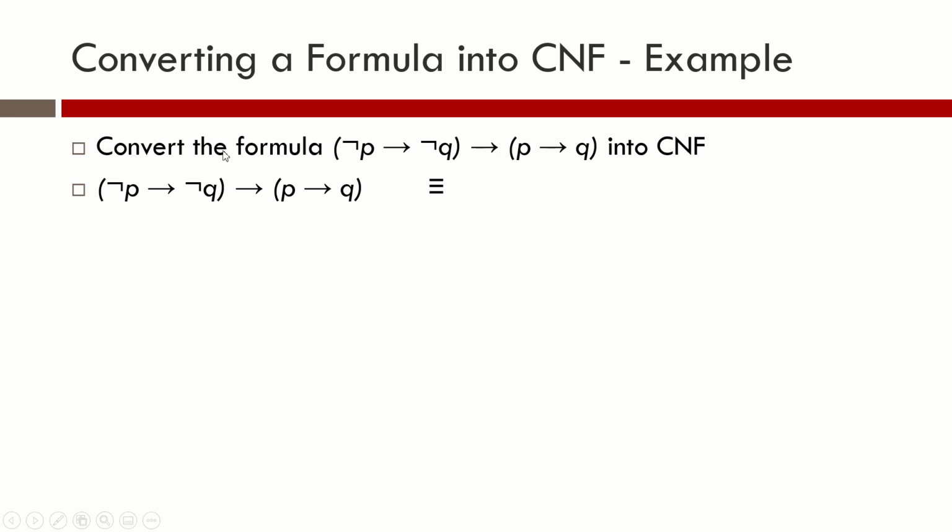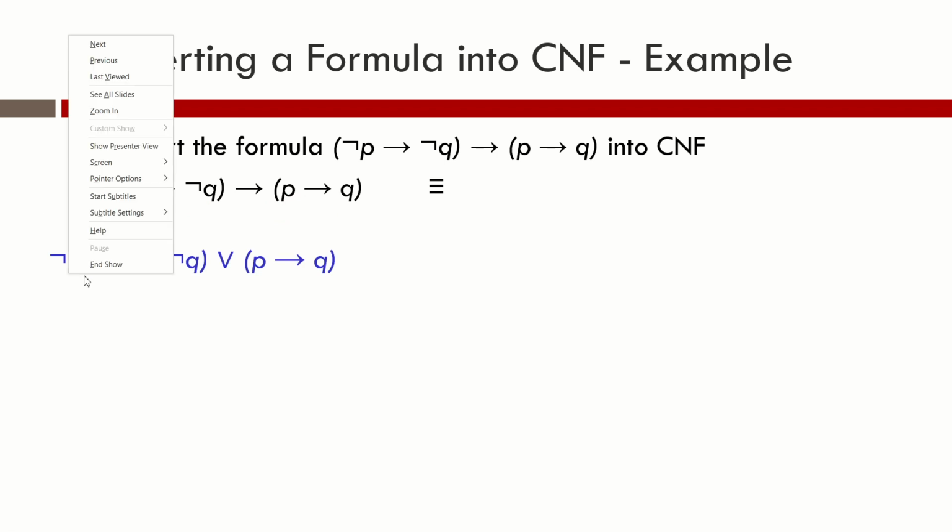Here we have implications. So we have to eliminate this implies operator. This is of the form A implies B, so how will we write this? Negation A or B. So that will be negation of negation P implies negation Q, or P implies Q.